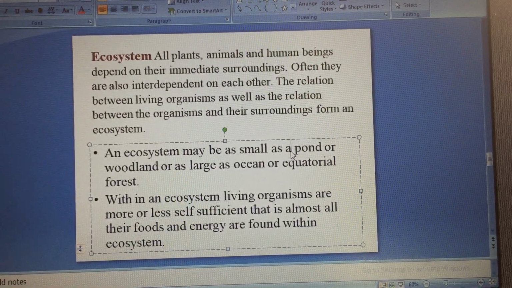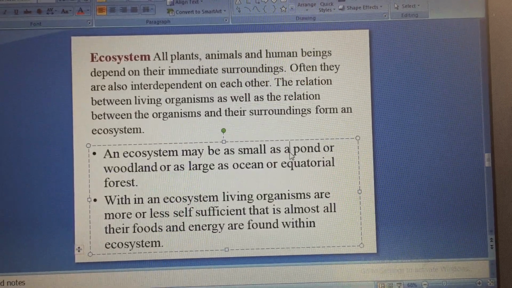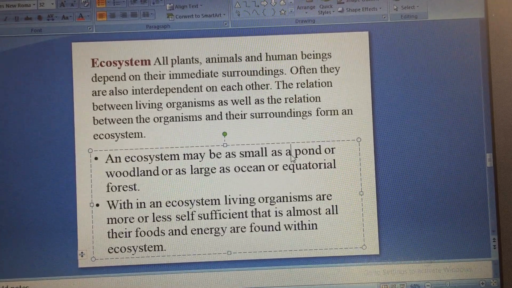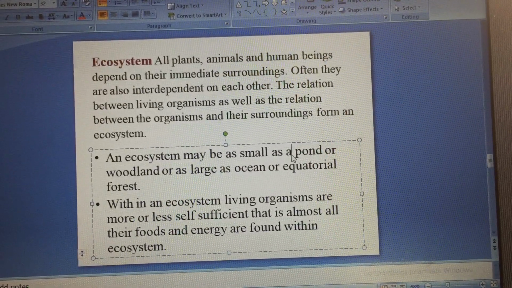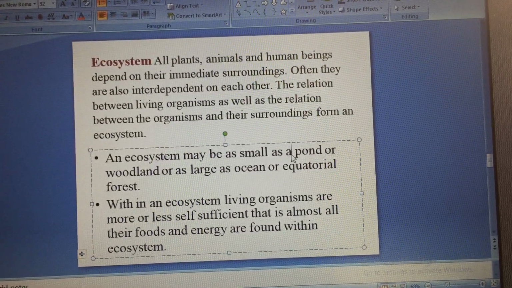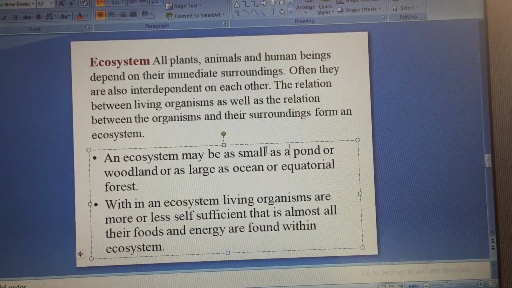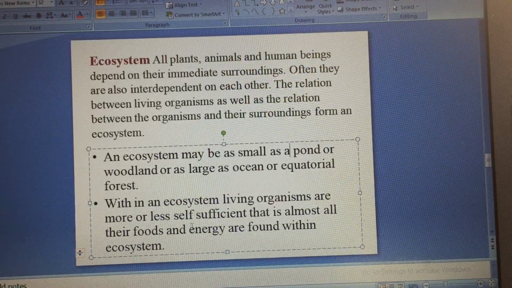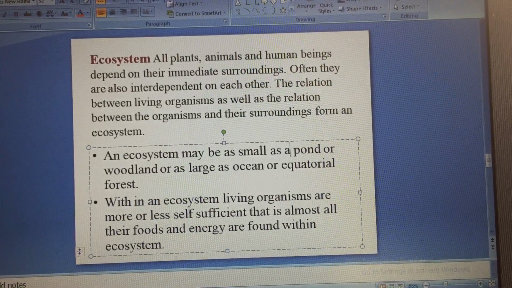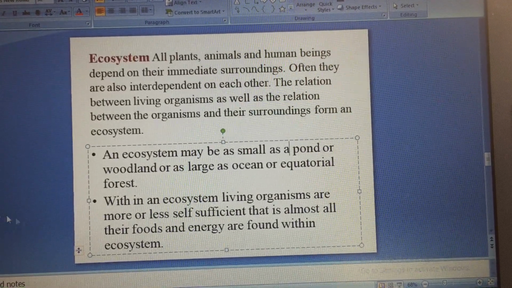Within an ecosystem, what happens? Living organisms are more or less self-sufficient. They are self-sufficient, that is, almost all their food and energy are found within an ecosystem. So we'll take an example of a pond ecosystem. What happens in an ecosystem? They are self-sufficient. Their life needs get satisfied in the same system.